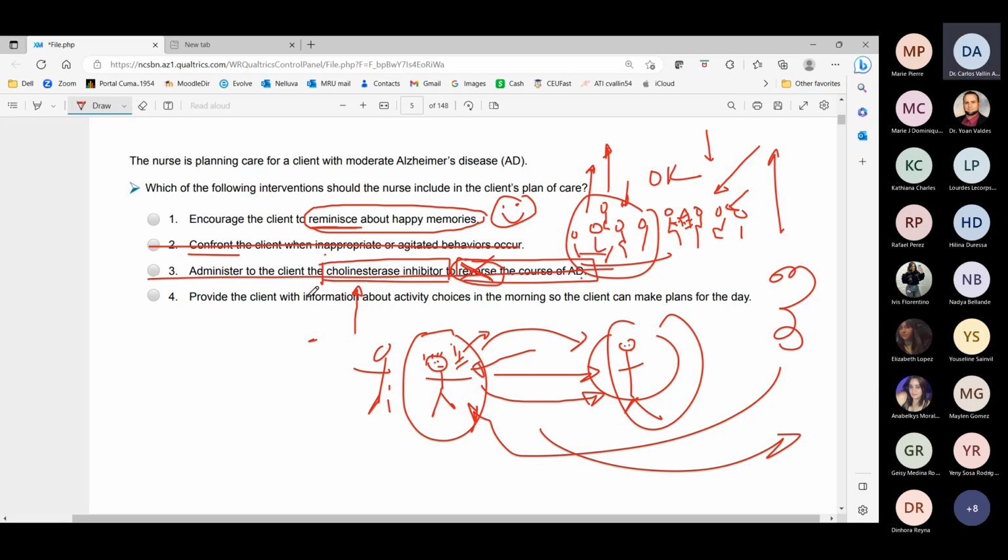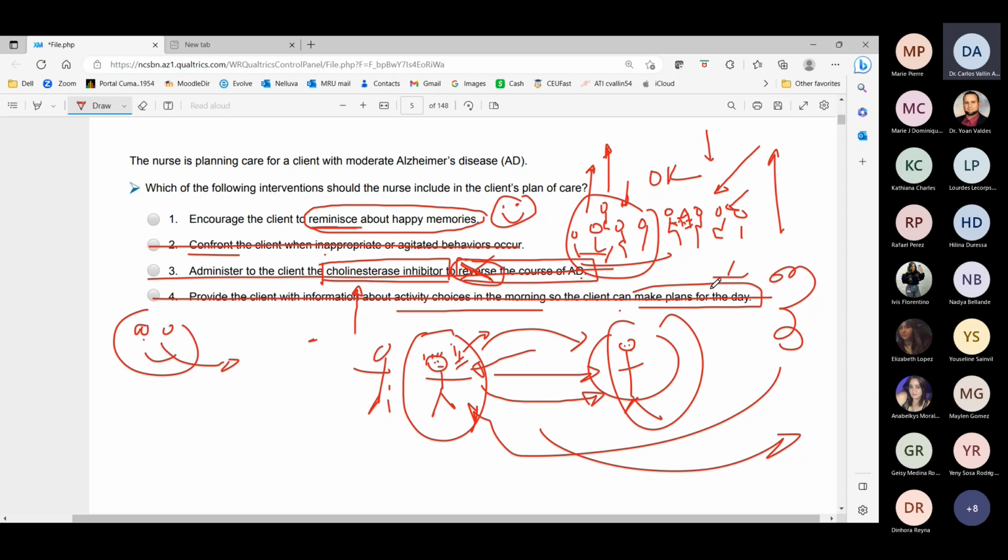Provide the client with information about activity choices in the morning so the client can make plans for all the day, for the afternoon and for the night. Does it make sense to give information in the morning to somebody that doesn't have memory, to know what to do in the night? No. Doesn't make sense at all.